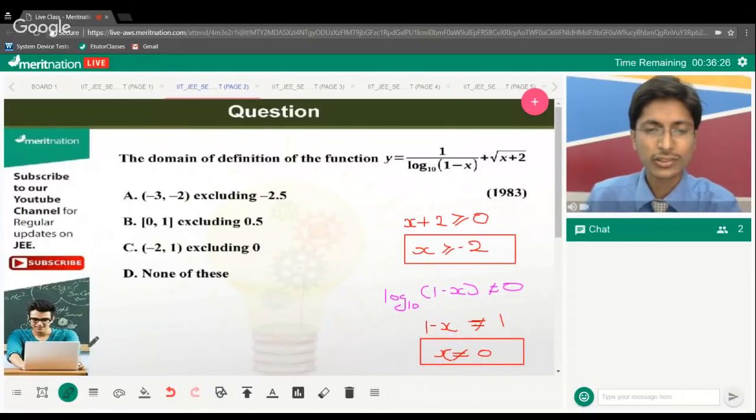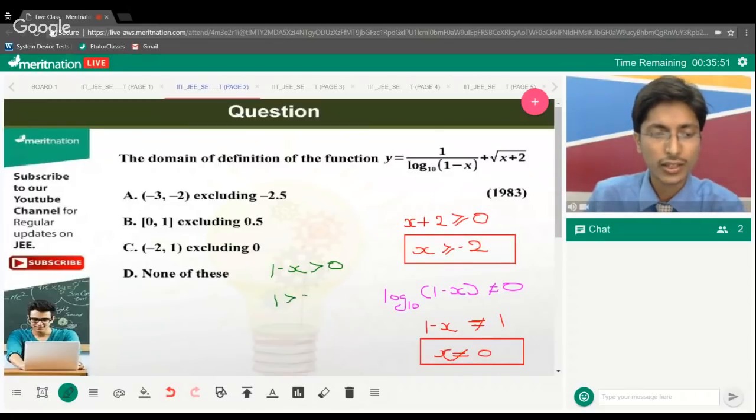Okay, we have two things. X will be greater than negative 2 and x should not be equal to 0. Now still we are remaining with one thing. That one thing remaining is that the term written inside the log should be greater than 0. So we'll be solving that part as well. We have to say that 1 minus x has to be greater than 0. So if I take minus x to the right hand side, I'll be having 1 is greater than x, or basically x is less than 1.